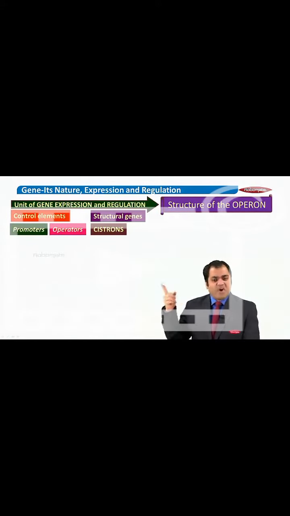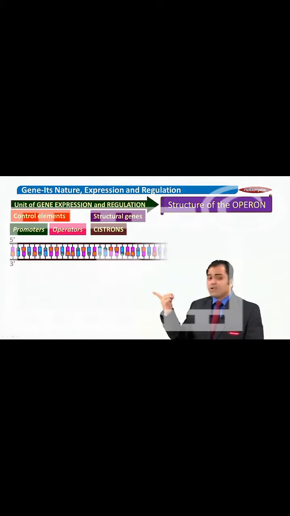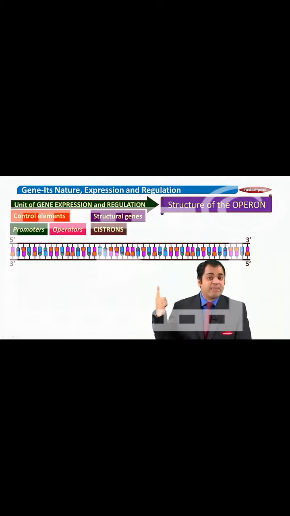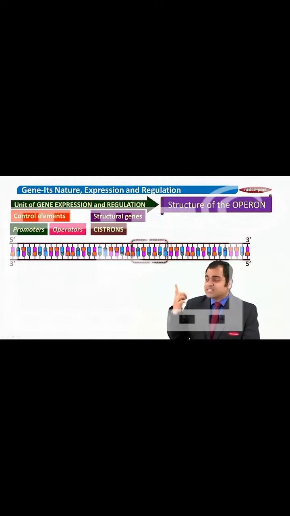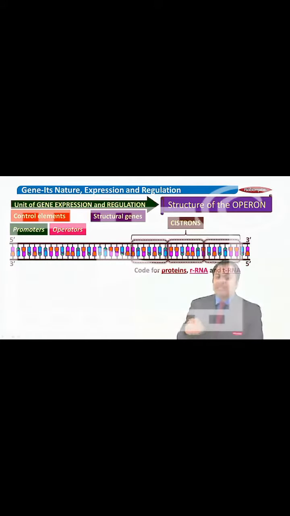Now let us see where are all these located on a typical DNA molecule. So what I show you here once again is a DNA molecule. Now remember, on this DNA molecule there are certain genes which are called as structural genes, or they are also called as cistrons. You get this right. And what do cistrons do? Cistrons basically code for proteins, rRNA and tRNA. Is that okay? Now how will the cistron get transcribed?